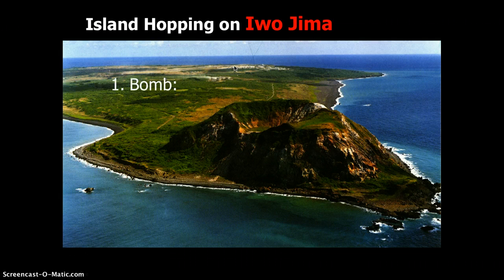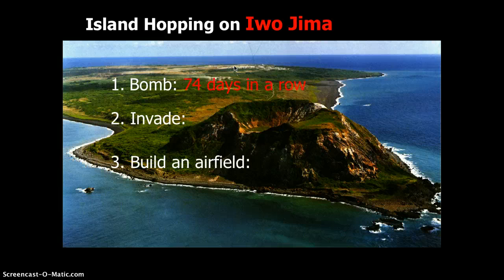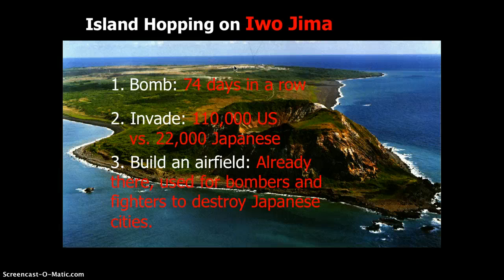So let's look at the MacArthur strategy. So bombing, and then invading, and then building an airfield. The U.S. bombed Iwo Jima for 74 straight days. When they invaded, we had 110,000 U.S. Marines storming those beaches versus only 22,000 Japanese. So again, 22,000 to 110,000 are much better odds than maybe a different island that had more than 22,000 Japanese. And they didn't have to build an airfield because there was already one there. So they could immediately start using the airfield, use the bombers to destroy Japanese cities that were so close by.